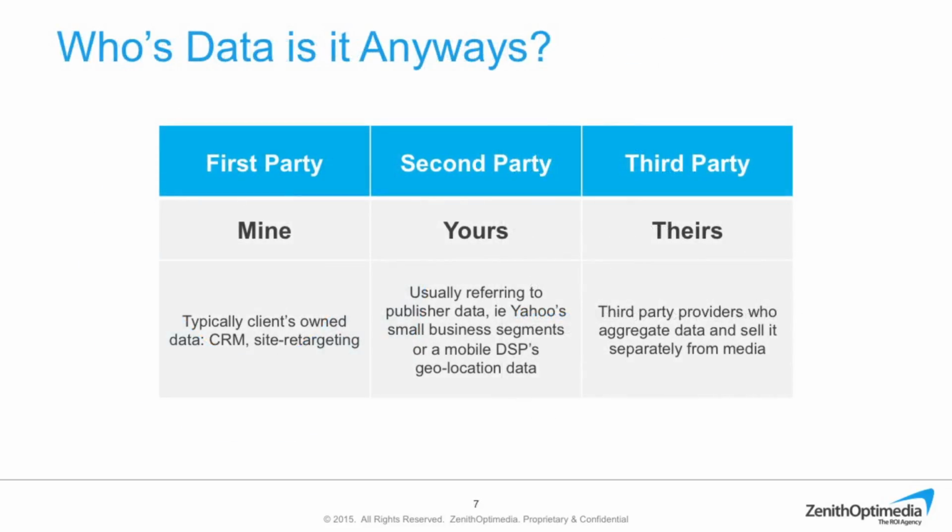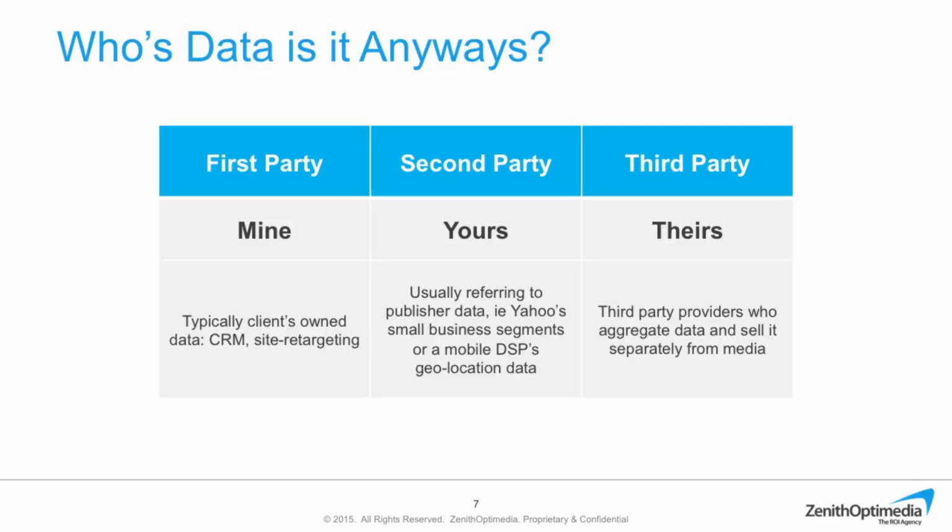And finally, to take you back to week 4, whose data is it anyways? We spoke about data being segmented into 3 different sections: first party, second party, and third party. The best way to think about it is to put yourself in your advertiser's shoes. This is my data. Typically, it's client-owned data that includes CRM information or other data that's gleaned from their media.